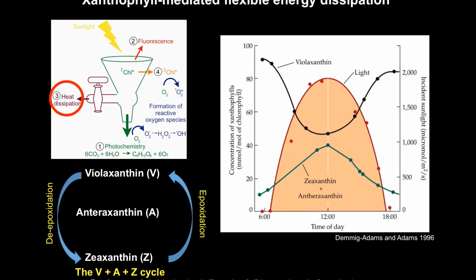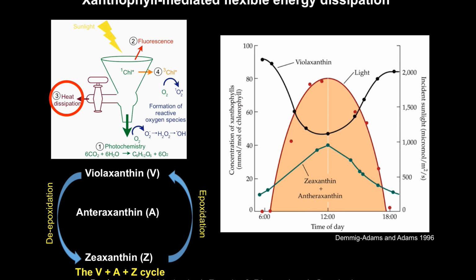So let's take a look at this diagram here from Demmig-Adams and Adams, 1996. On our y-axis, we have the concentration of xanthophylls per unit chlorophyll, and on the x-axis, we have our time of day. And the red line represents the sun. So this is a perfectly sunny day, with the sun rising there about 6:30 in the morning and setting at about 17:30 in the evening.